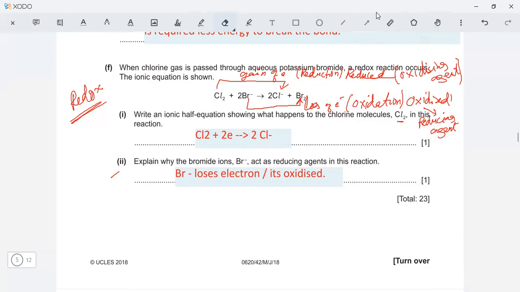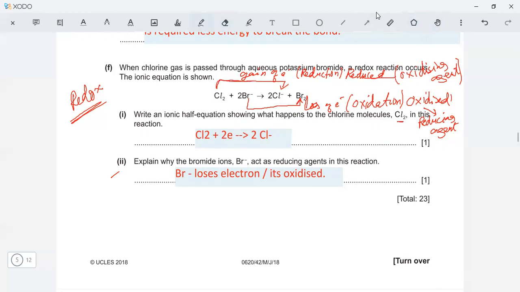First, we write an equation showing what happened to the chlorine molecule Cl2 in this reaction. So what happened to Cl2? The Cl2 gained electrons to form Cl minus, understand? Whereas the Br minus ion lost electrons to become Br2. So what happened to chlorine here?